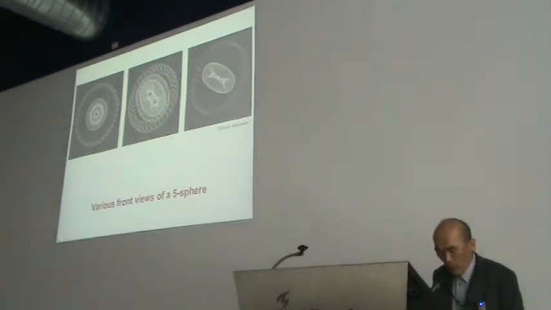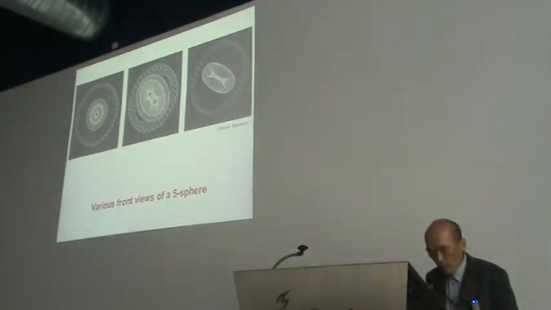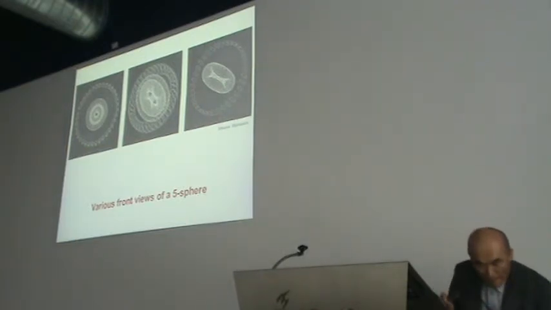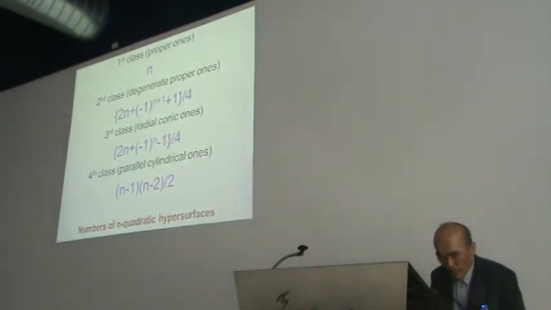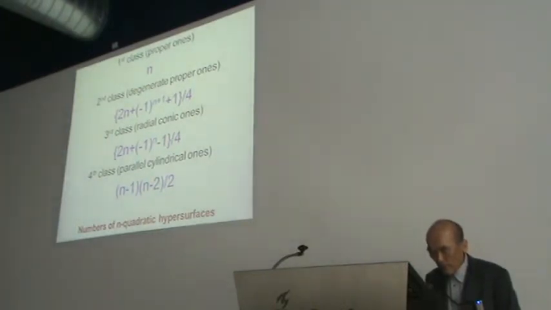Some exotic patterns which appear as front views of a rotating five-dimensional sphere. The numbers of n-dimensional quadratic hypersurfaces having n variables. The number of the fourth class enormously increases when degenerate ones having n minus one or fewer numbers of variables are included.